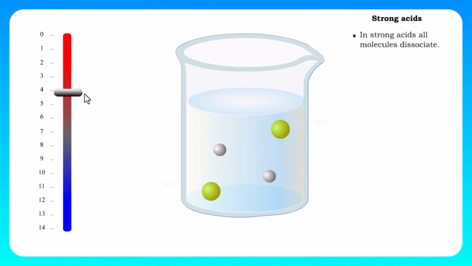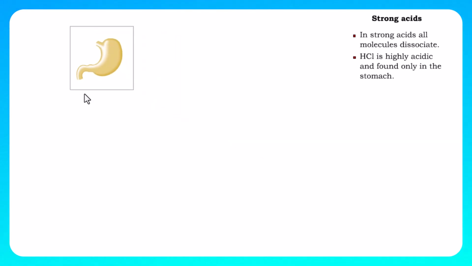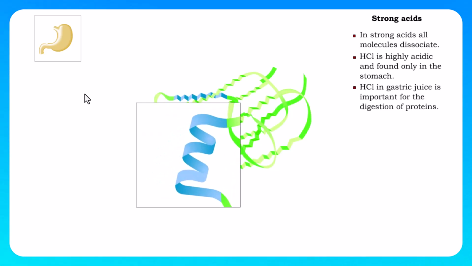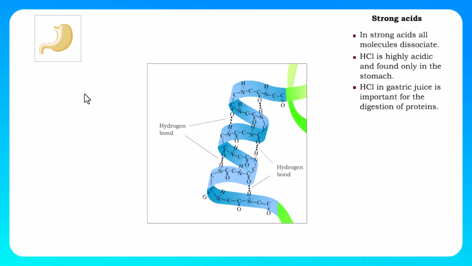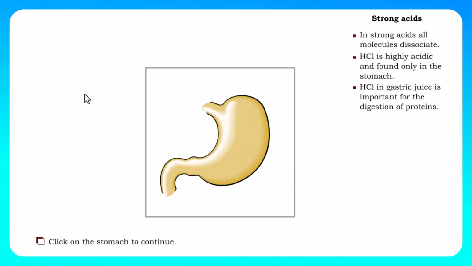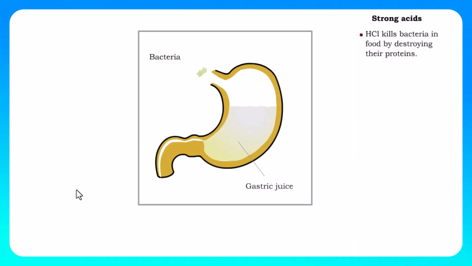Now let us take a look at the importance of strong and weak acids. A strong acid completely dissociates in water. There is little attraction between hydrogen and chloride ions. Strong acids are not commonly found in the body. Gastric juice, however, contains hydrochloric acid, which is a strong acid. It is important for the digestion of proteins. Hydrochloric acid also kills bacteria ingested with food by destroying proteins required for their existence.